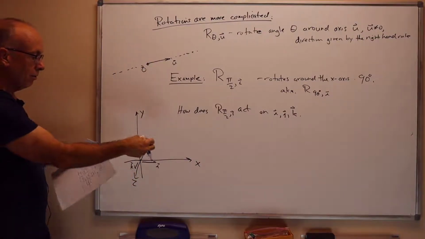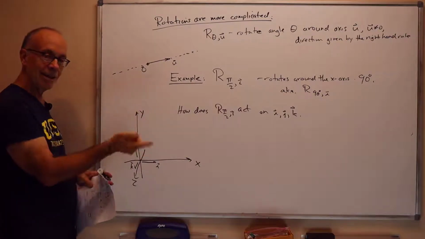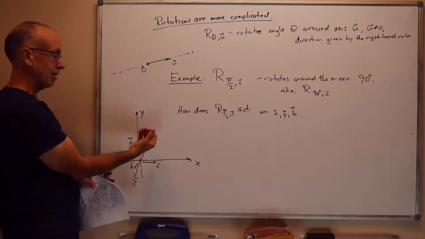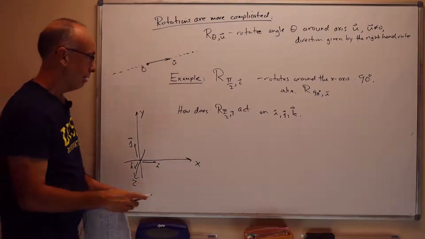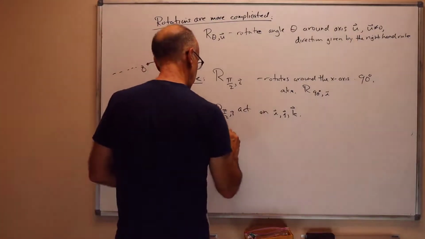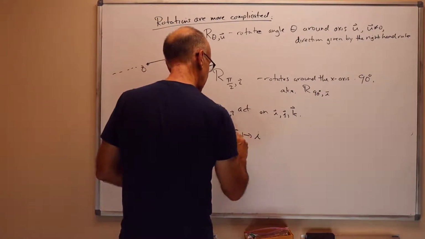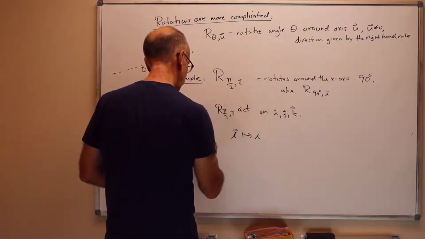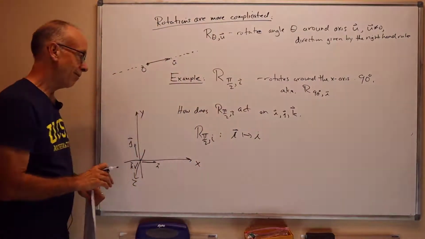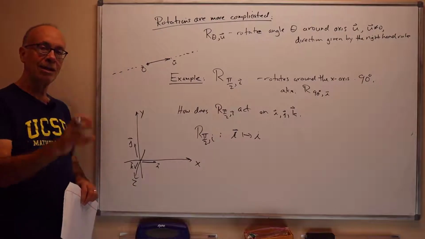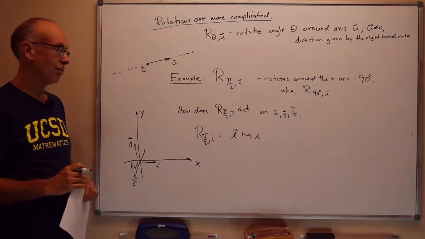And we're going to hold the x-axis fixed and spin everything around the x-axis through 90 degrees, direction given by the right-hand rule, so it's going to be spinning this a ways. So we will map i to itself. So r pi over 2i is going to send i to itself because we're holding the x-axis fixed and spinning things around it. So the i vector is on the x-axis, so it doesn't move at all.